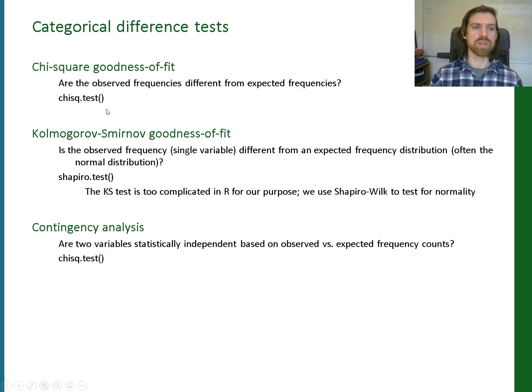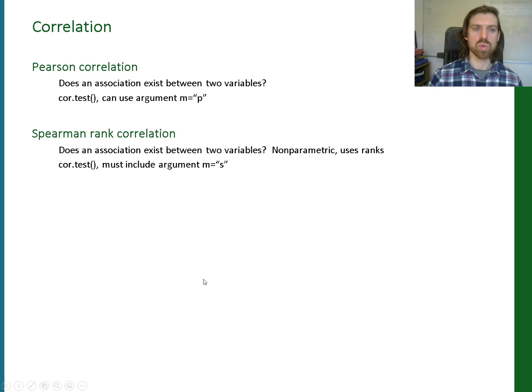So you've got all the code for this from the laboratory sessions, so hopefully you can look back on that if you need to. Categorical difference tests, we looked at the chi-squared goodness of fit test, if we're focusing on categorical data. And if we want to evaluate whether data are normally distributed, we've got the Kolmogorov-Smirnov goodness of fit test and the Shapiro-Wilk test for normality, for us to actually carry that out in R. And then we've got contingency analysis as well.